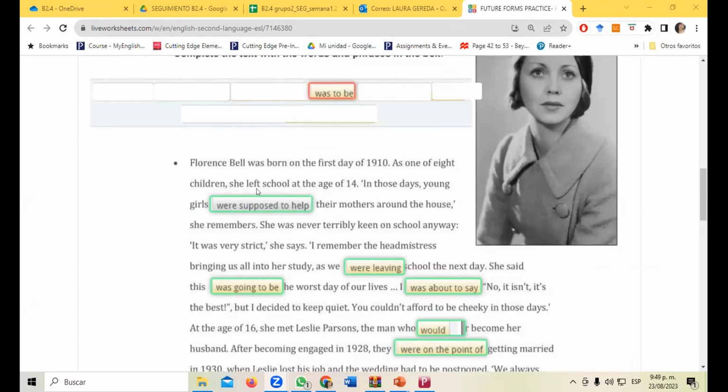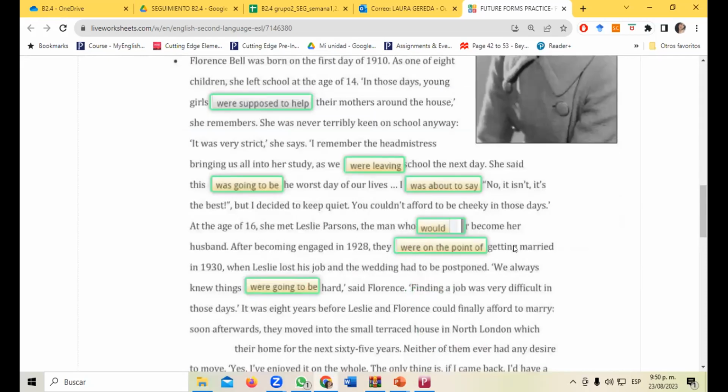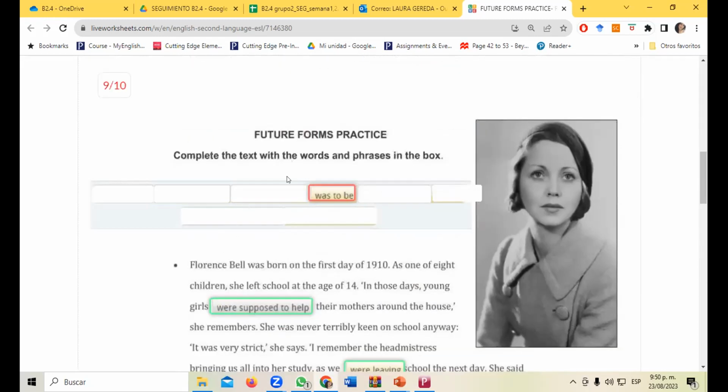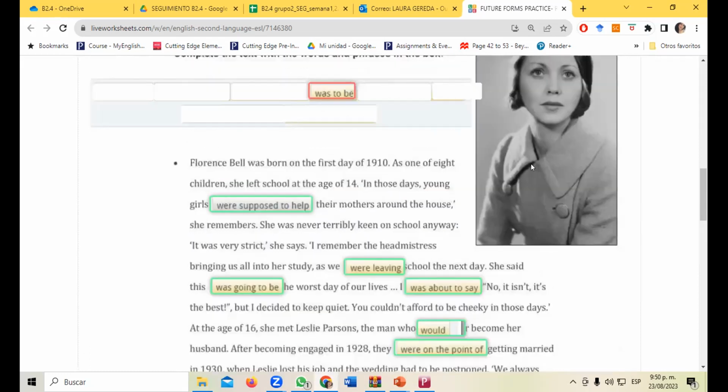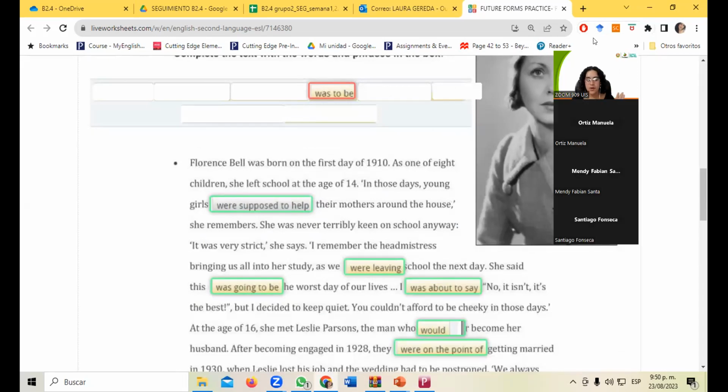The first one was "we're supposed to be." Next, as we were leaving school the next day, she said this was going to be the worst day of our lives. I was about to say, then the man who would later become her husband. We're on the point of getting married. Things were going to be hard. And the last one I forgot to take was to be their home for the next 65 years, right? Okay, those were the answers, and that's the final practice for future forms, okay?